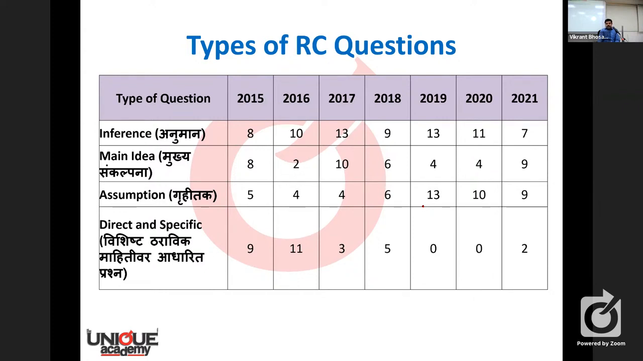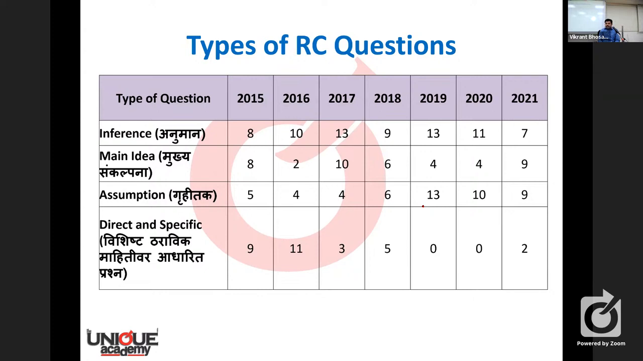Now, one interesting thing I would like to tell here is, ये जो पहले तीन सवाल type के सवाल हैं, इनके लिए methods हैं. Okay, for inference, main idea, and assumption, there are specific methods which you can use to figure out the answer. But ये जो चौथा वाला है, direct and specific, there is no specific method. Why? Because the way a question could be asked could be anything, depending on content, depending on concept, depending on demand. So there are infinite variations in the fourth category.